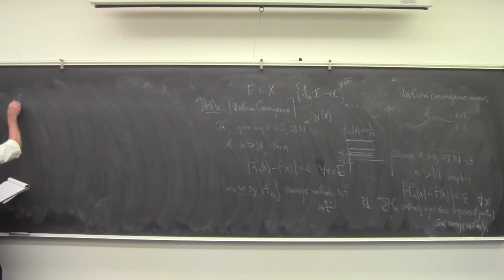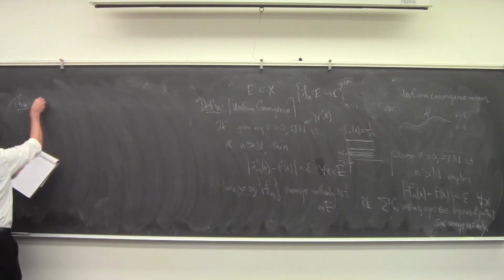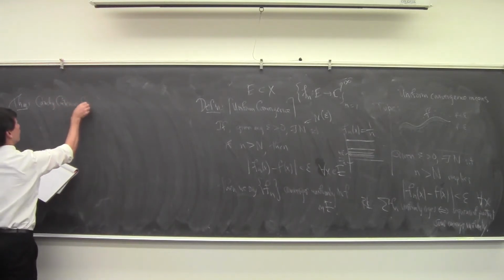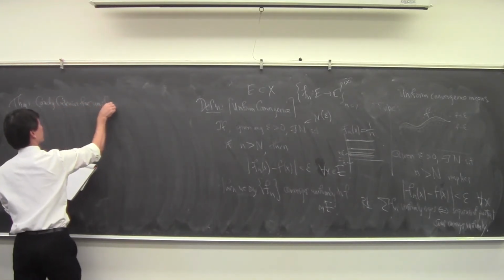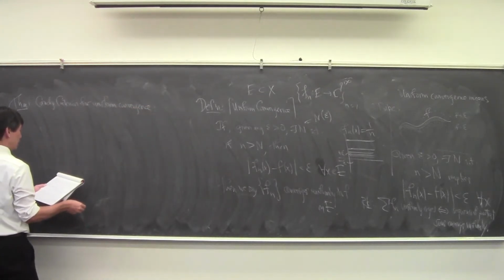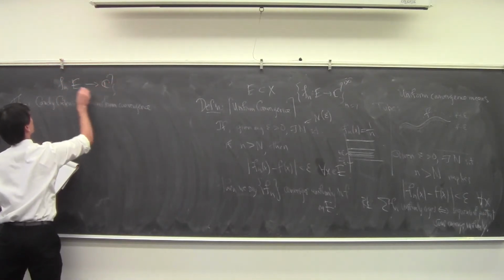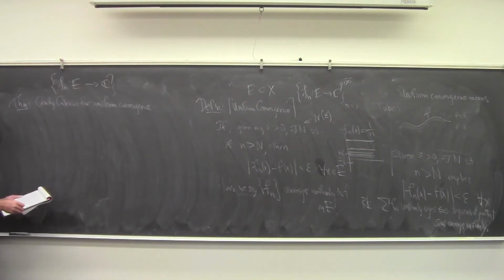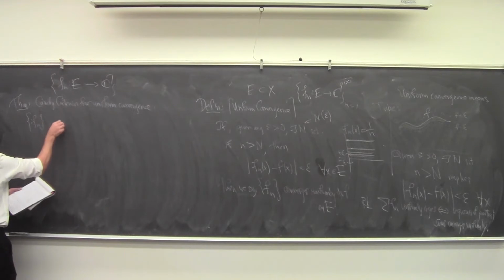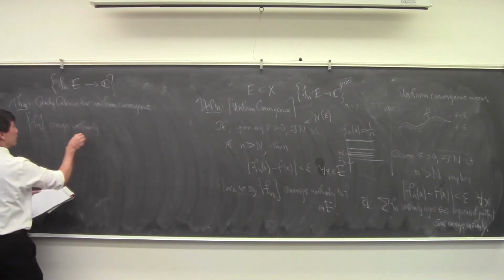Okay. So in the remaining time, let's introduce one more useful theorem, the Cauchy criterion for uniform convergence. So again, same setting. Okay. So here it is. This converges uniformly on E.